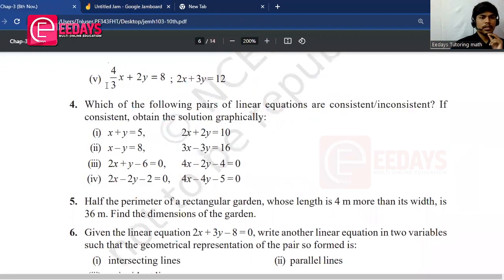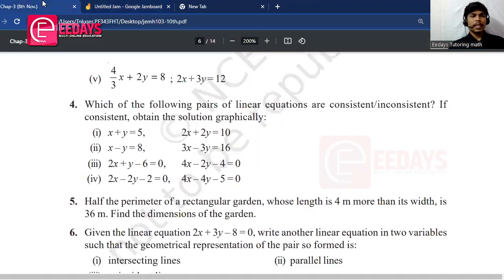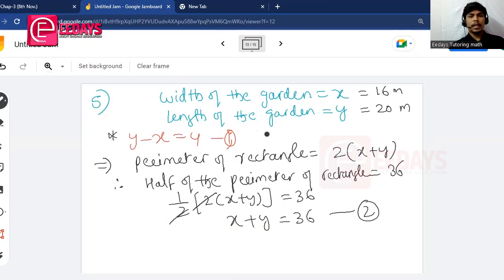I hope you understand. First, the length is 4 meters more than the width. The difference between length and width is 4. That's why I'm writing the first equation. There is no issue with the first equation. Coming to the second equation, they gave half of the perimeter. Generally, the perimeter of a rectangle is 2 into x plus y. Half is nothing but the 2 gets cancelled, x plus y is equal to 36.